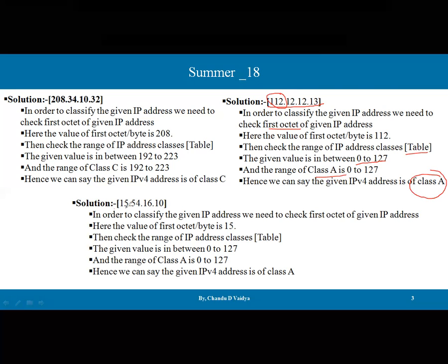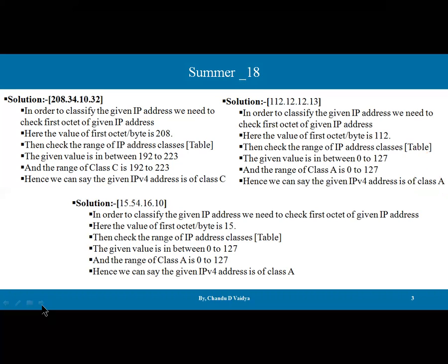Then this is the third address, 15.55.16.10. Again, without wasting time, you need to write this process. First, check the first octet and where it lies. It lies between 0 and 127, and this range belongs to class A. So we can say this address belongs to class A. This is a short question, guys, for 3 marks. There is no difficulty here. We only have to see the first octet value, refer to the range table of classful addressing, and we can directly give the answer.